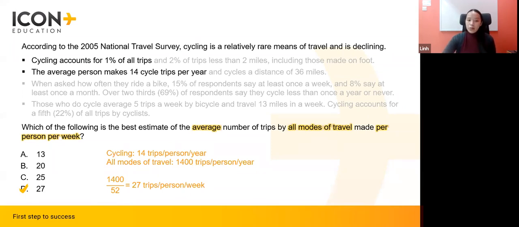An easier way to do it is probably to approximate 52 to 50. Dividing by 50 is a lot easier, because dividing by 50 is the same thing as doubling it and then dividing by 100. So like 1,400, if you double it, that is 2,800, and then divide by 100, that would be 28. And then you choose whichever answer is the closest to 28. Okay, so that is how we do something like this.